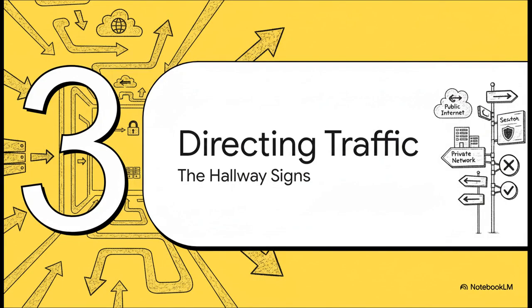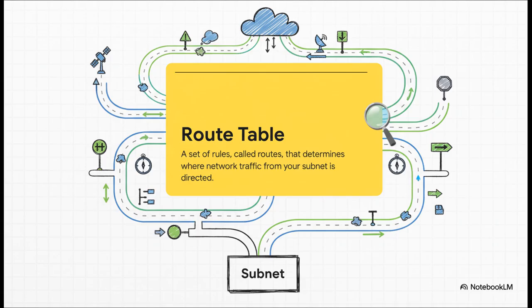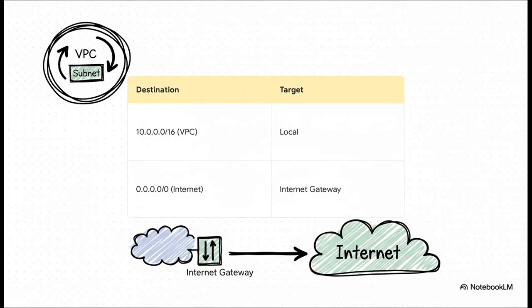So you might be wondering, how does a subnet even know if it's public or private? Like, how does it know where to send all its data? Well, the answer is all about the signs that direct traffic down the hallways of our virtual office building. See, every single subnet has to have this thing called a route table attached to it. Just think of it like a little GPS for your network traffic. It's a list of rules that tells every single packet of data leaving the subnet exactly where it's allowed to go and where it isn't. Okay, let's take a look at a really simple route table for a public subnet.